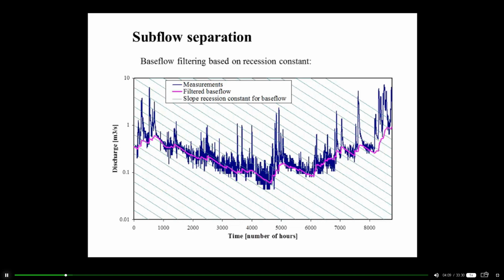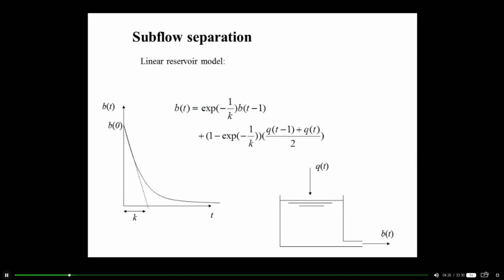Now this exponential decrease during dry periods is not really coincidental. It happens for most of the rivers and river catchments in the world, and it's not only observable for base flow, you can also see that for interflow and overland flow as well, that they typically have exponential recessions.